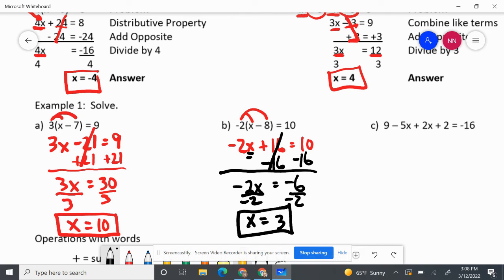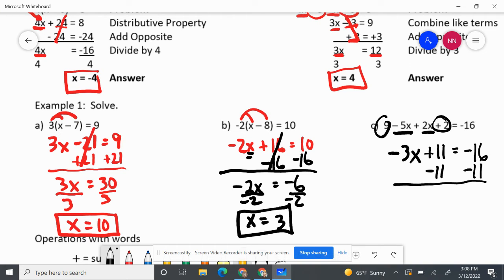Now, letter C, notice that we don't have parentheses. We're going to be adding the like terms or combining the like terms. We could think of this as negative 5x, positive 2x. That would be negative 3x. We have the 9, which is a positive. We have the 2, which is a positive, so we get a positive 11. The 11 is positive, so I'm going to subtract it or add a negative. So that way it cancels, and I'm slowly getting the x by itself. And since this is a negative 3, I'm going to divide it by negative 3. That way it cancels, and whatever I do on one side, I do the same thing on the other. So I get a positive 9.